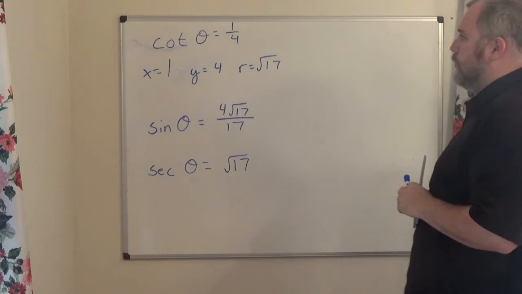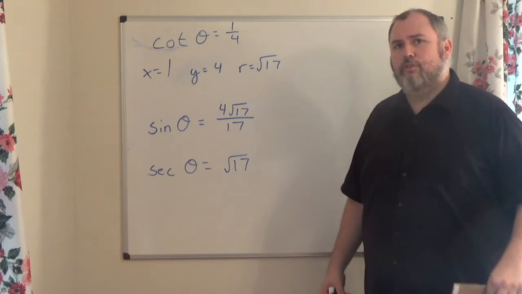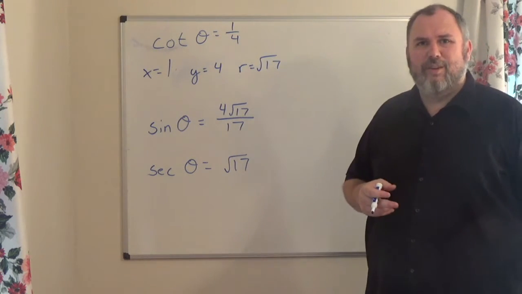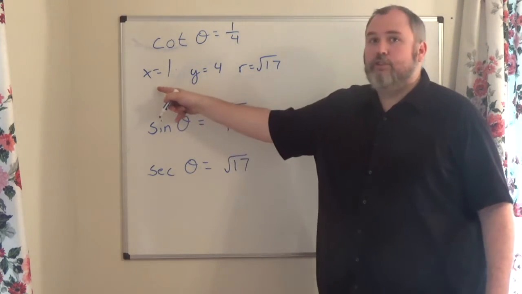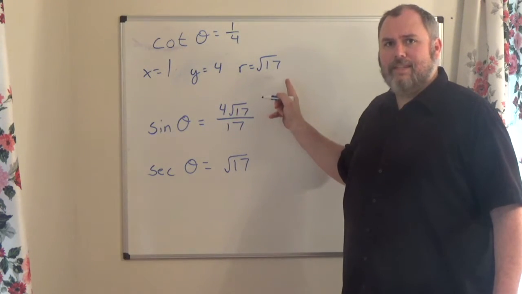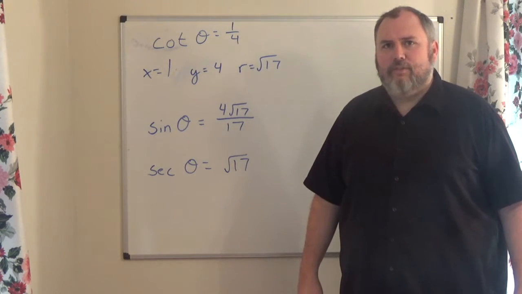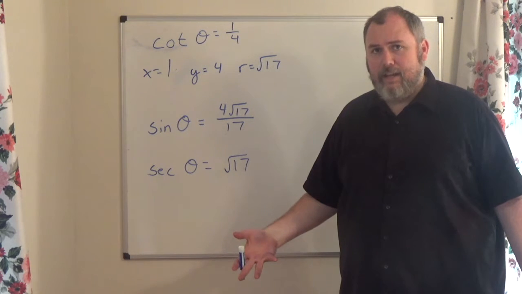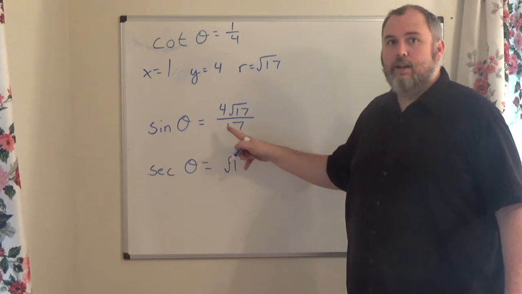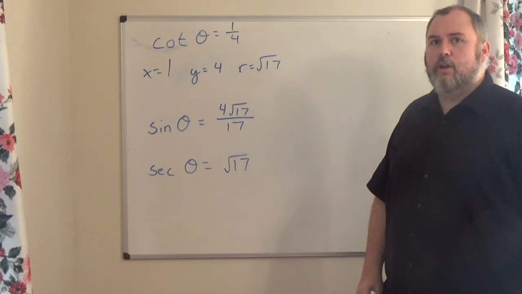Alright, so in your first problem, you were given that the cotangent of theta was equal to 1/4. Your job was to solve for the sine and for the secant of theta. So before you did all that, you had to find your x, your y, and your r values. You should have gotten x is equal to 1, y is equal to 4, and r is equal to the square root of 17. Plug in your values, and if necessary, rationalize any denominators. You should have gotten sine of theta is equal to 4 times the square root of 17, all divided by 17, and the secant of theta is just the square root of 17.